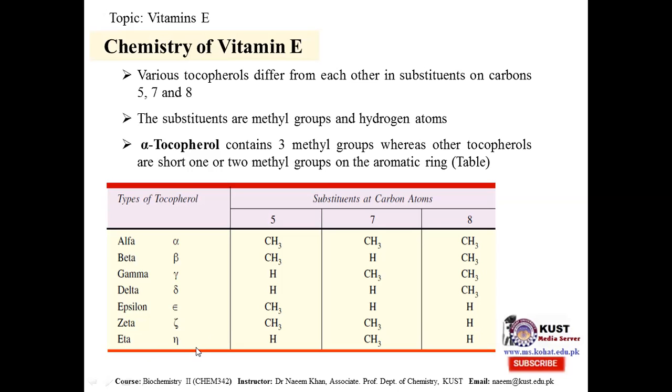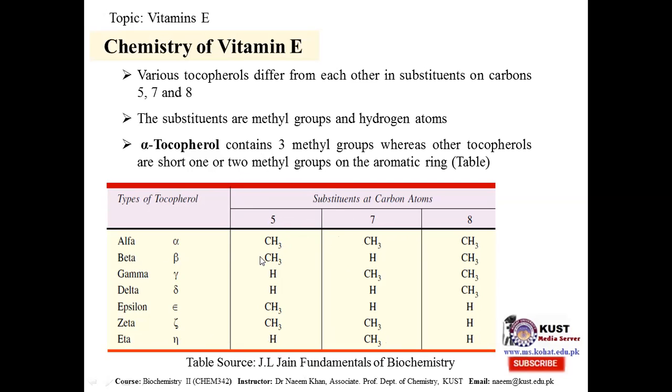And eta form is having a methyl group at carbon number 7, but carbon number 5 and carbon number 8 are occupied by hydrogen. As I explained in the first line, different tocopherols differ from one another because of the substituent groups at carbon number 5, 7, and 8. And these substituents are actually hydrogen or methyl groups.